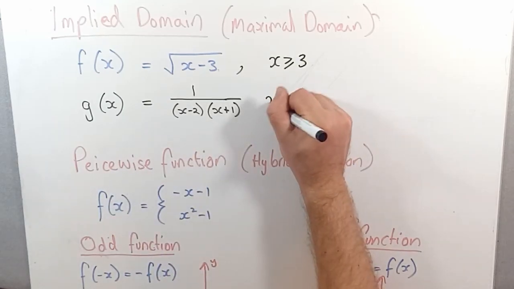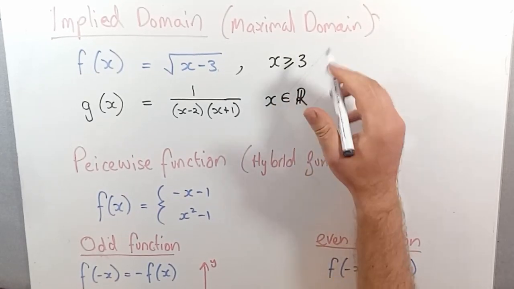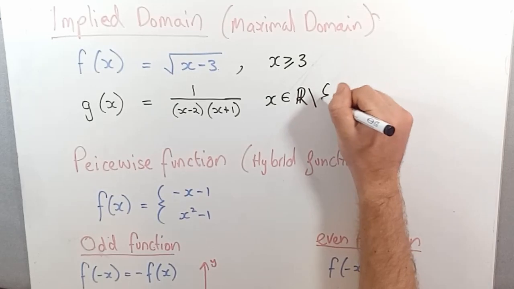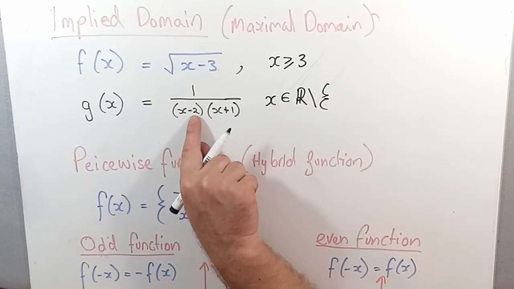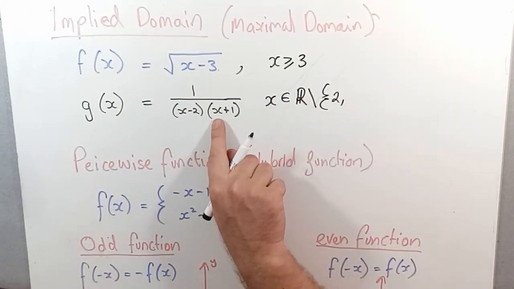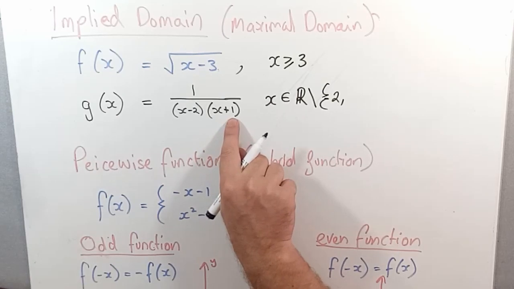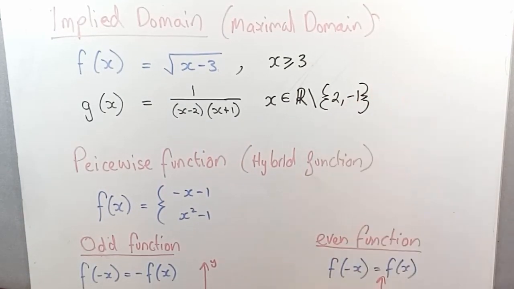So I can have x is an element of R, but I want to exclude 2, because if I exclude 2, 2 minus 2 is 0. So I want to exclude 2. And I also want to exclude -1, because -1 plus 1 is 0. So I want to exclude -1. Okay, and they're my maximum domains.